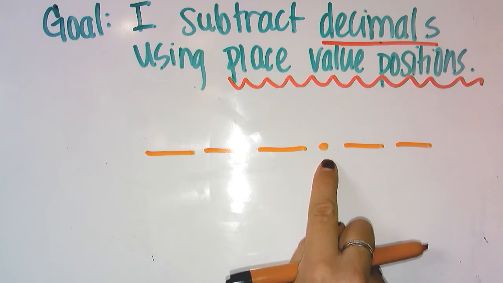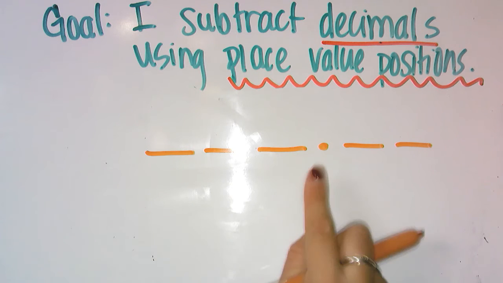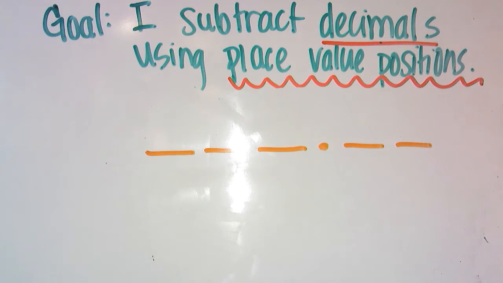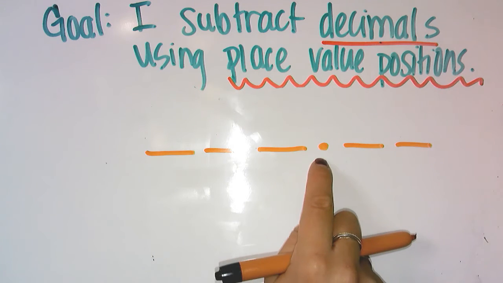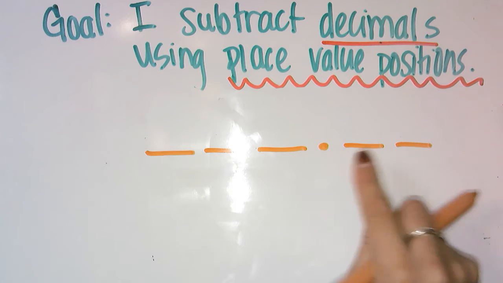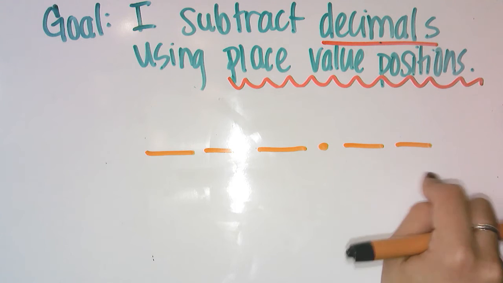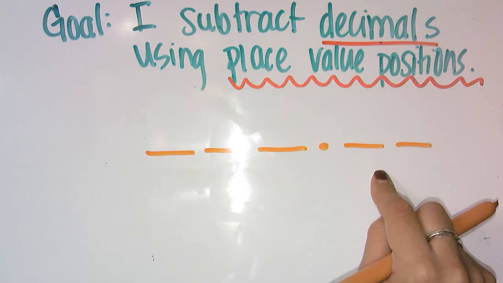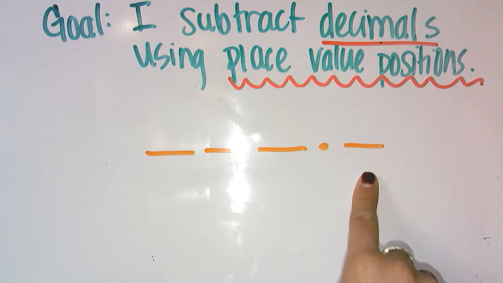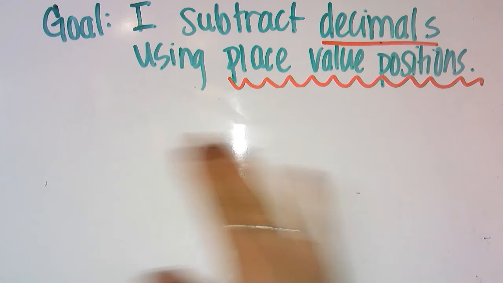So starting from our decimal and going to the left, we have the ones, tens, hundreds, and then it continues to thousands and so forth. And then from our decimal, it goes tenths, hundredths, and those are the two that we're going to concentrate on for the next few days. So today we're only going through the tenths, so we'll be lining things up through the tenths position.